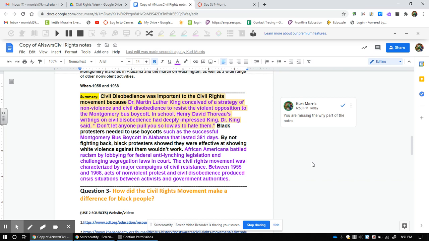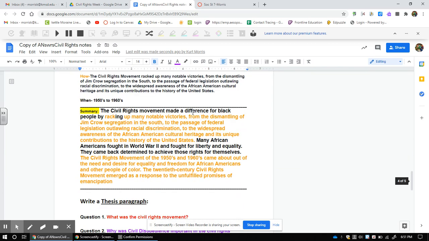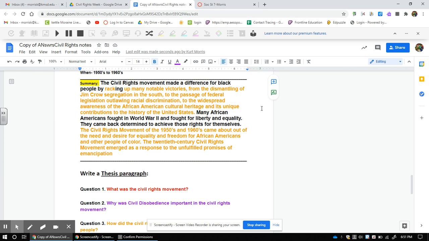Okay. And once again, can they explain what it is they're writing? When I jump down here and I read, the civil rights movement made a difference for Black people by racking up notable victories from dismantling Jim Crow segregation in the South, do they know what the word dismantling even means? Do they know what racking up notable victories is, or did they just copy and paste it? Because if they don't know, they're going to be up there in front with you explaining it. And if they have no idea what they're talking about, it's not going to go well for your points for everybody. So you need to make sure your partner knows what it is they're talking about.